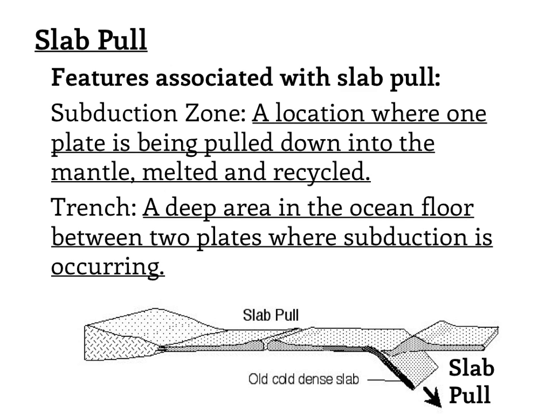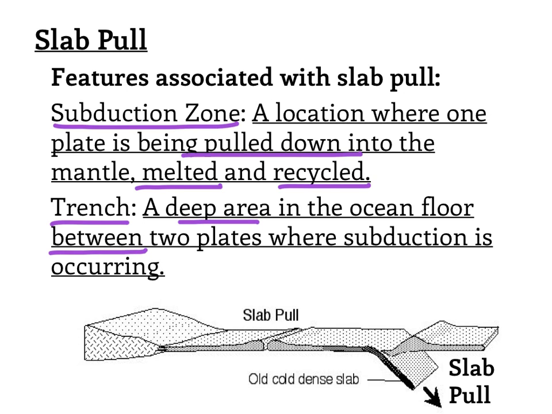Common features found at a slab pull location are subduction zone and trench. Subduction zone is where we see the old plate being pulled down into the earth, and once it reaches far enough into the earth, we know that the heat increases and we see that plate melted and recycled back into the mantle so it can be reused. Trench is the deep area, most importantly, between the two plates, wherever subduction is occurring.